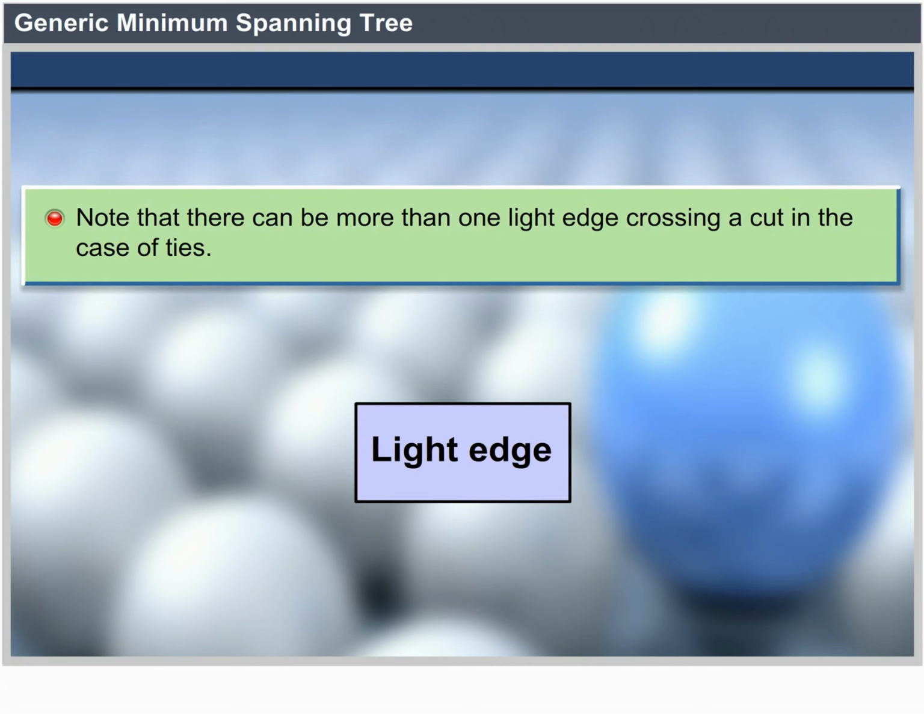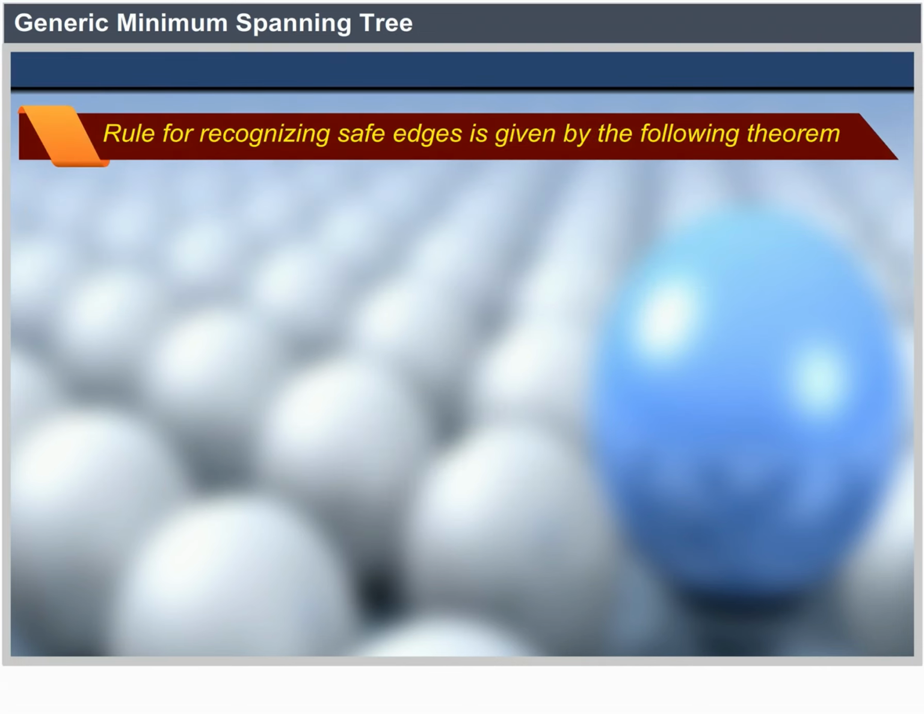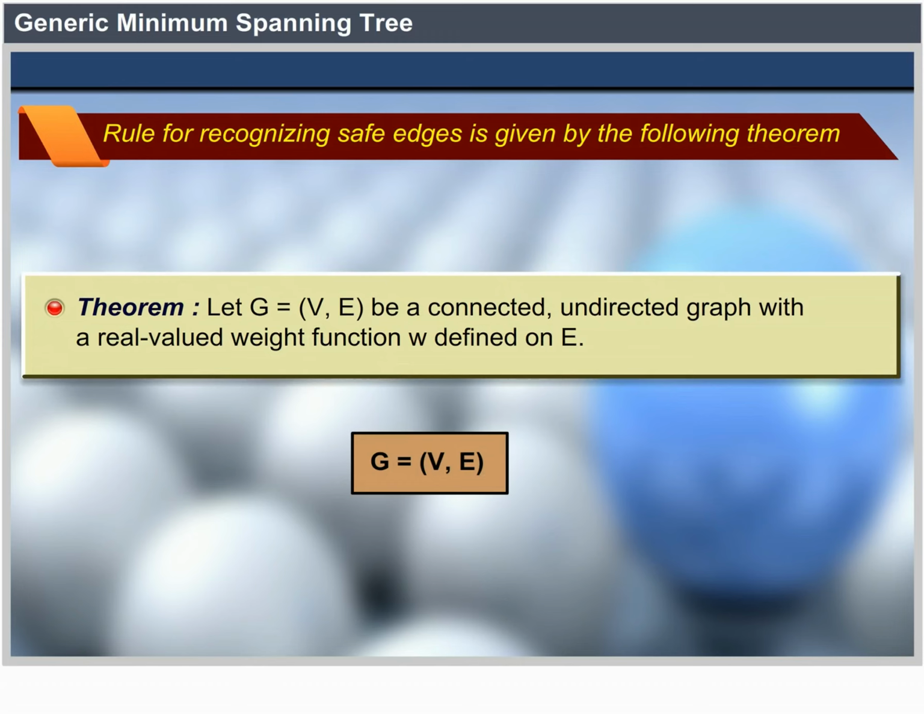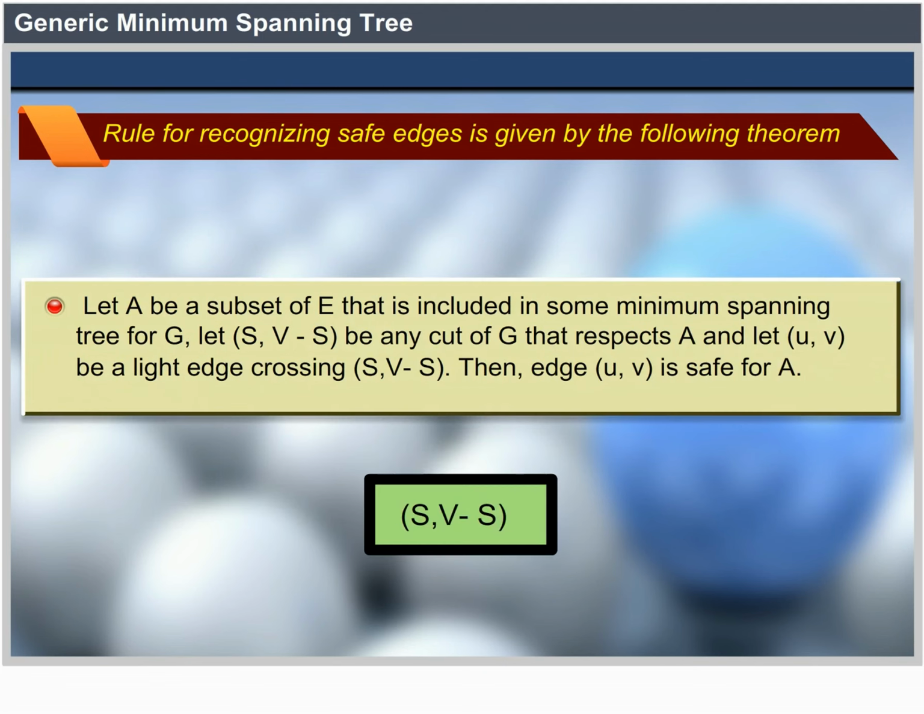The rule for recognizing safe edges is given by the following theorem. Theorem: let G = (V, E) be a connected, undirected graph with a real valued weight function w defined on E. Let A be a subset of E that is included in some minimum spanning tree for G. Let (S, V minus S) be any cut of G that respects A, and let (u, v) be a light edge crossing (S, V minus S). Then edge (u, v) is safe for A.